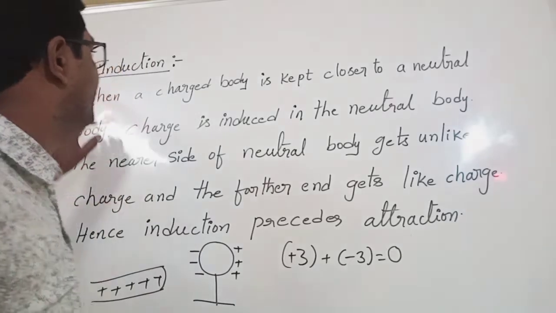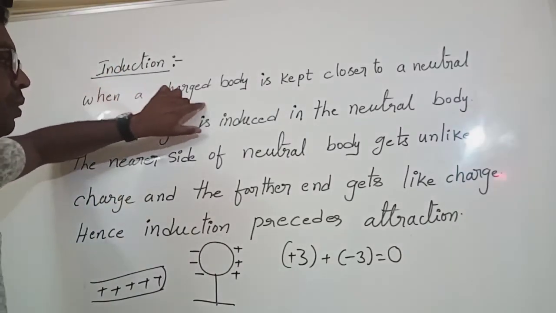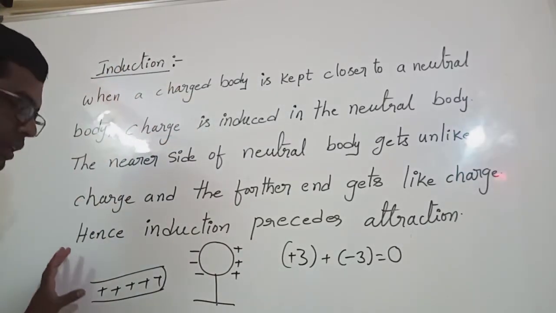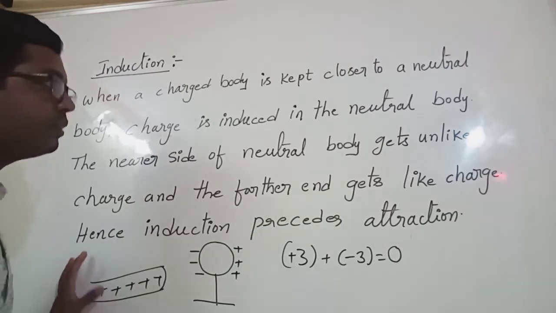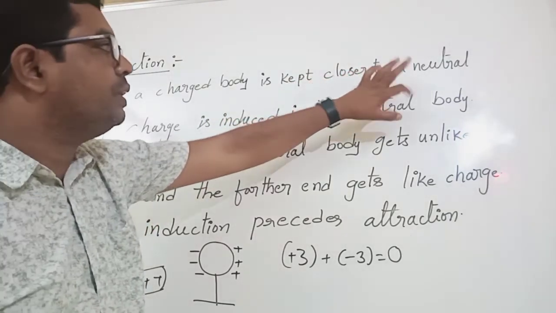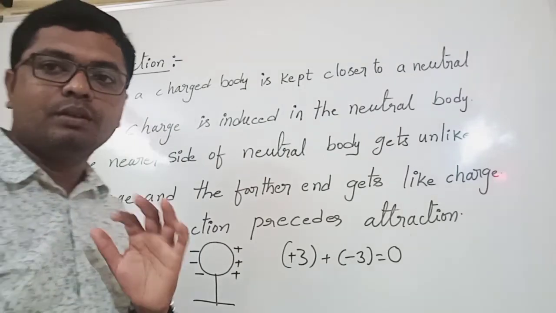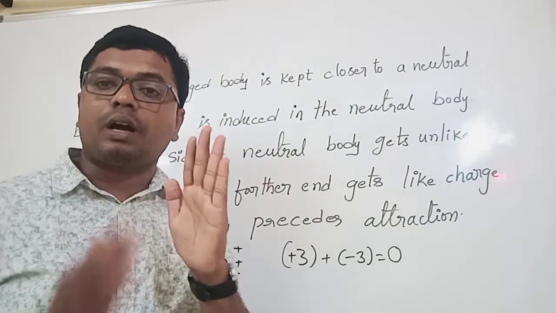Simply repeating once again: when a charged body, that is a glass rod, which consists of positive charge, is kept closer to a neutral body, it does not touch; it is only about to touch.